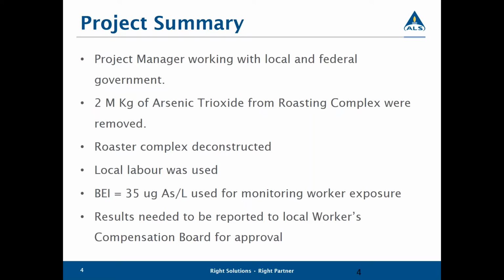And in order to manage the site, the Parsons used a biological exposure index of 35 micrograms of arsenic per liter, monitored in urine. So we were going to take worker urine samples and control their exposure by monitoring the arsenic excreted in the urine. And the results needed to be reported very quickly. So there was also a challenge.